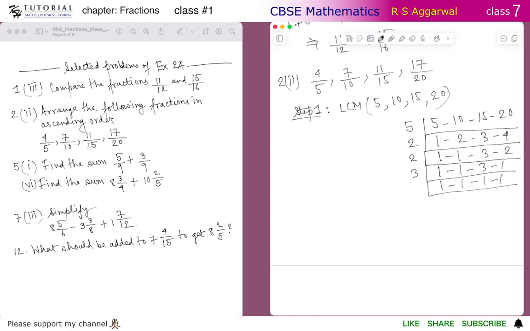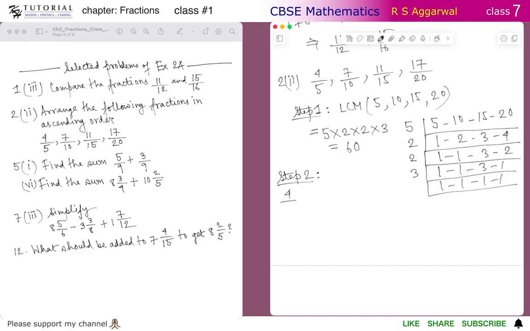So the LCM will become 5 into 2 into 2 into 3. This is 10 into 2 is 20, into 3 is 60. Okay, so LCM is 60. Step 1, we found the LCM of the denominators of the given fractions. Now, in step 2, we have to convert all the given fractions into equivalent fractions so that the denominator is 60.